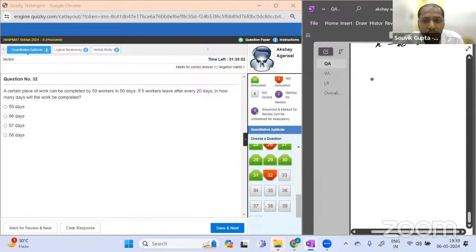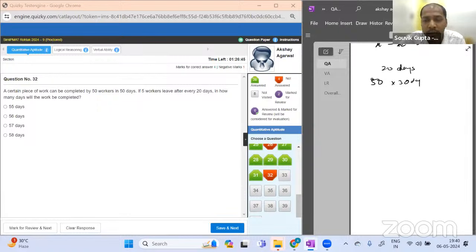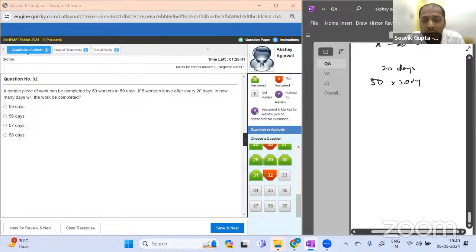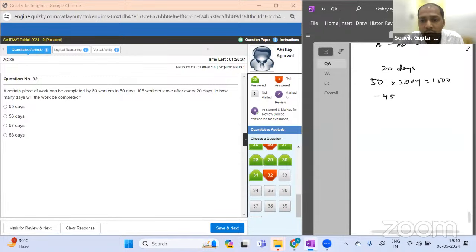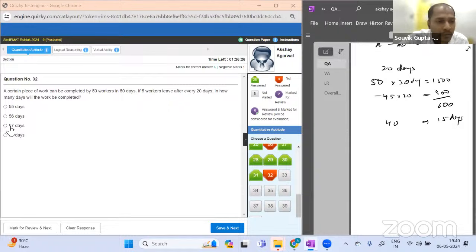Okay, so 50 workers into 20 days is done, that is 1000. Then the remaining 1500 will be done by only 45 workers for 20 days. That is 900 is done, 600 is left. That should be done by 40 workers in 15 days. Therefore, the total work gets done in 20 plus 20, 40, 55 days.